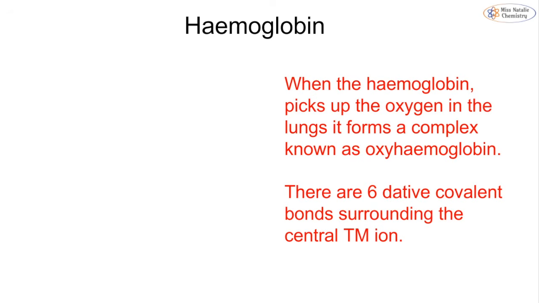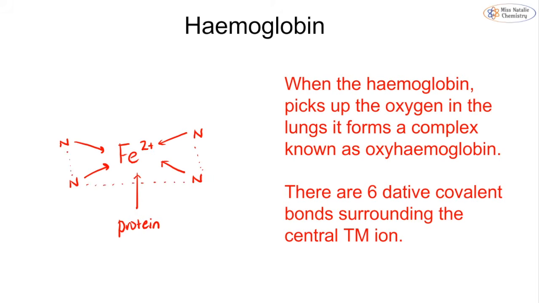So if we were to summarise this in a diagram, we would have Fe2+, and we have the protein, and then we have the 4 heme groups, and we're only showing the nitrogen part of it. So these are all bonded together in a way that we don't need to know. What we are focused on is the nitrogen part of it, and these nitrogens each have that lone pair that is being donated, and then that 6th dative bond comes from the oxygen.